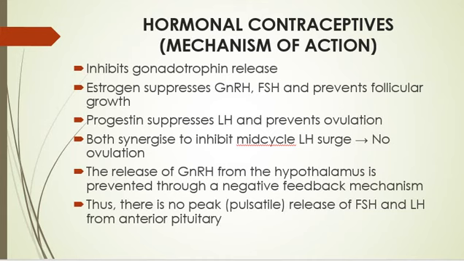The release of gonadotropin releasing hormone from the hypothalamus is prevented through a negative feedback mechanism. Since estrogen and progestin components are present in the circulation, they have a negative feedback effect on the hypothalamus. That's why the release of gonadotropin releasing hormone is suppressed, and in turn the release of FSH and LH from the anterior pituitary is also decreased. Whenever oral hormonal contraception is being used, there is no pulsatile release of follicle stimulating hormone or luteinizing hormone from the anterior pituitary. Because of this, there is no follicular growth and no recruitment of new follicles, and thus there is no dominant follicle which would later result in ovulation.